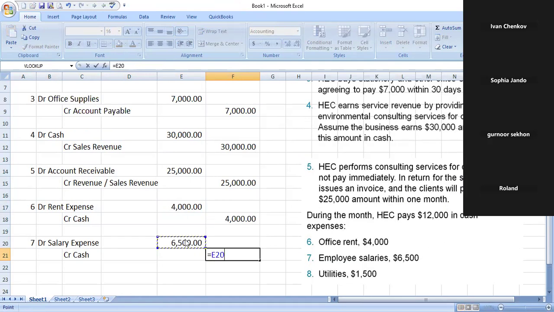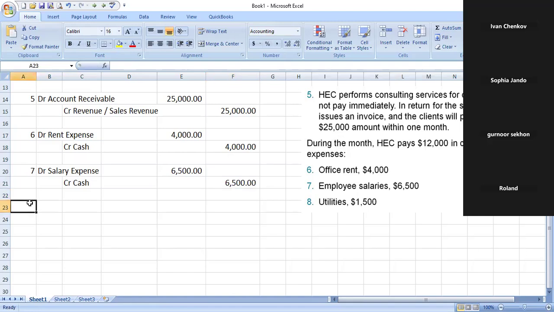So $6,500. And the last one, we pay for utilities. Which account we're going to use now? What will be the utility when we're using the utilities? So that will be utility expense. That's correct. Debit, utility expense, and that utility is $1,500. And how we pay? Cash. With the same amount, $1,500.